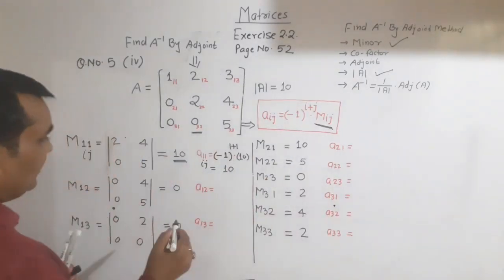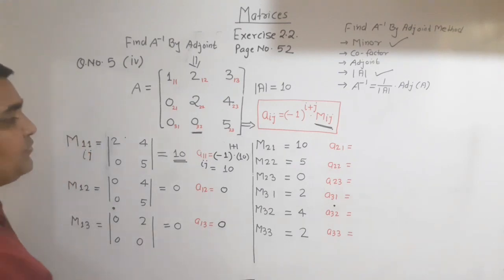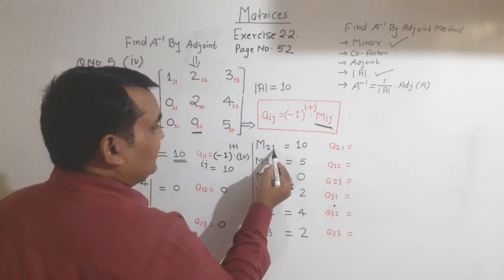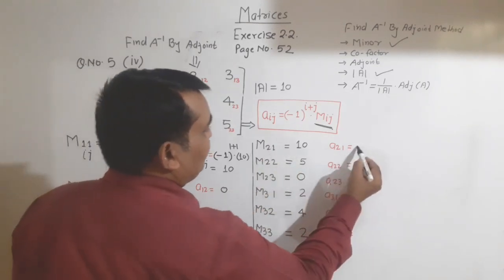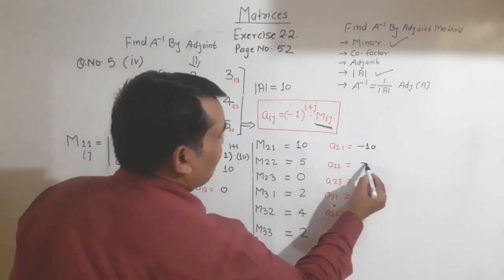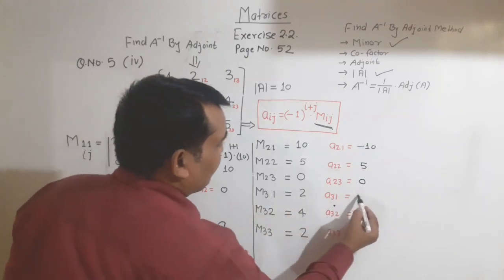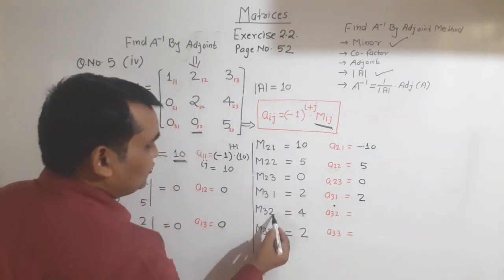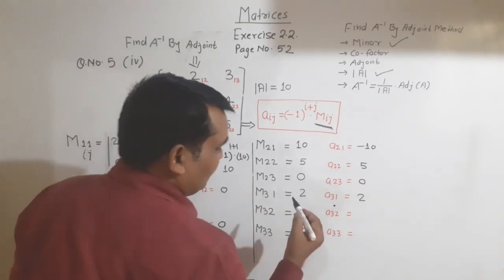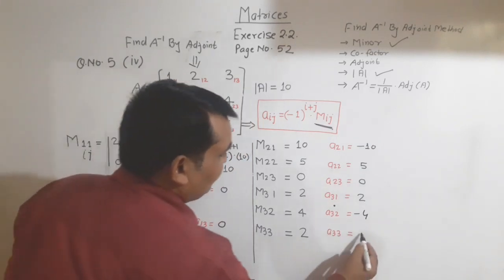So here, it's 0 only, 0 only. Now here it's 10. 2 plus 1, that is 3. (-1) raised to 3 gives you a negative value. 2 plus 2 is 4, even, again positive. It's 0. 3 plus 1 is 4, again even, positive. 3 plus 2 is 5, which is odd. (-1) raised to odd, that is -4. And the next one is even, that is 2.